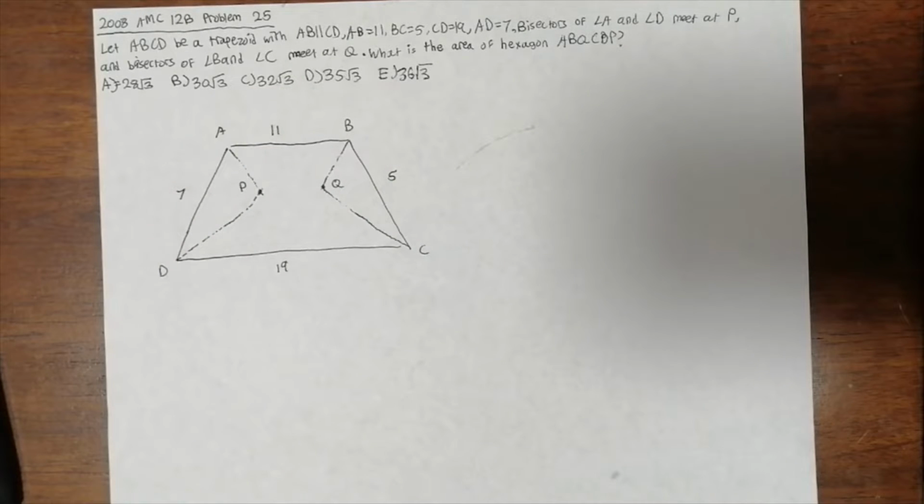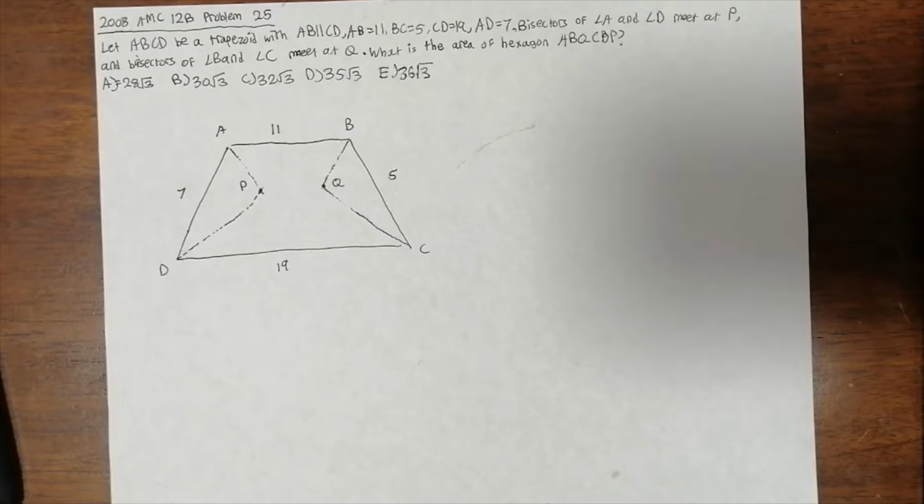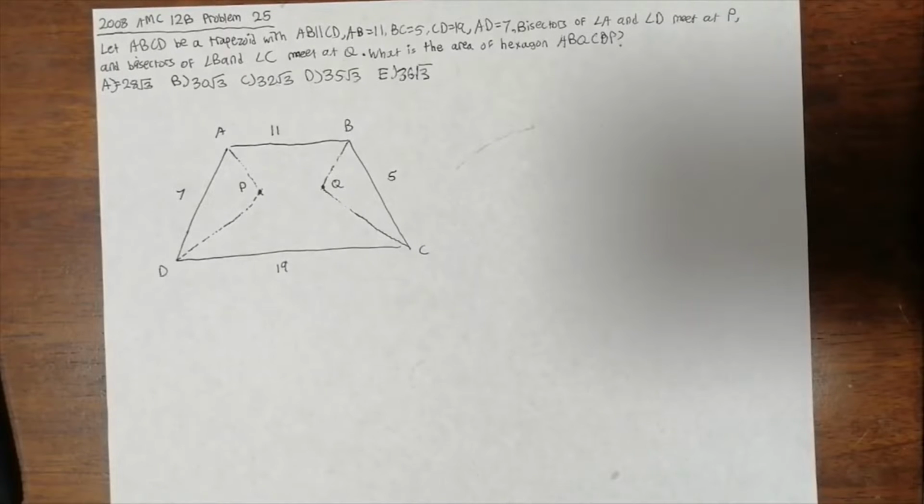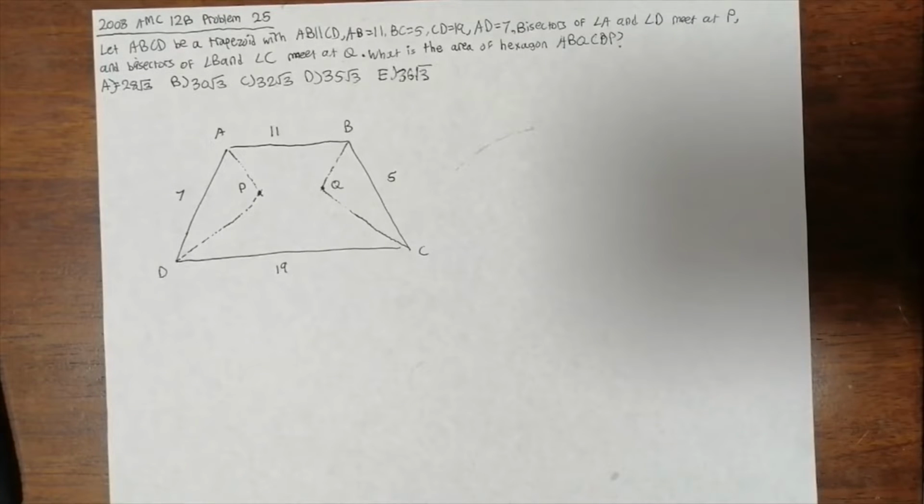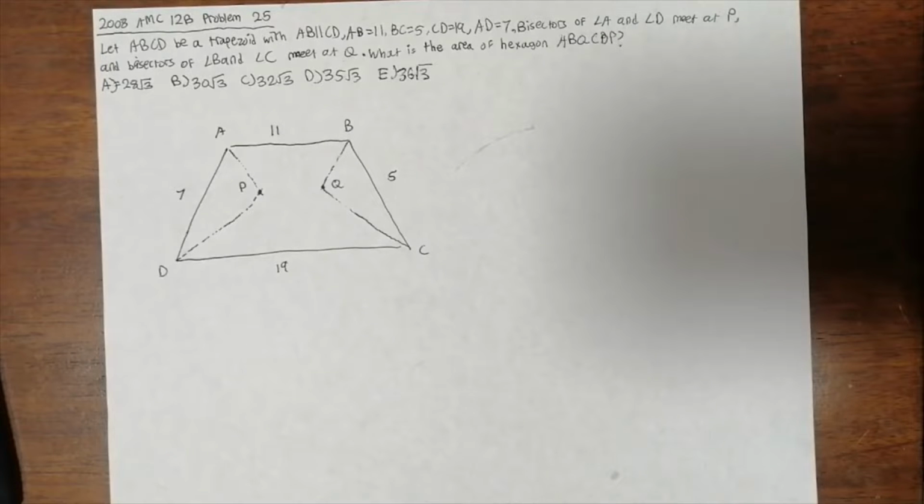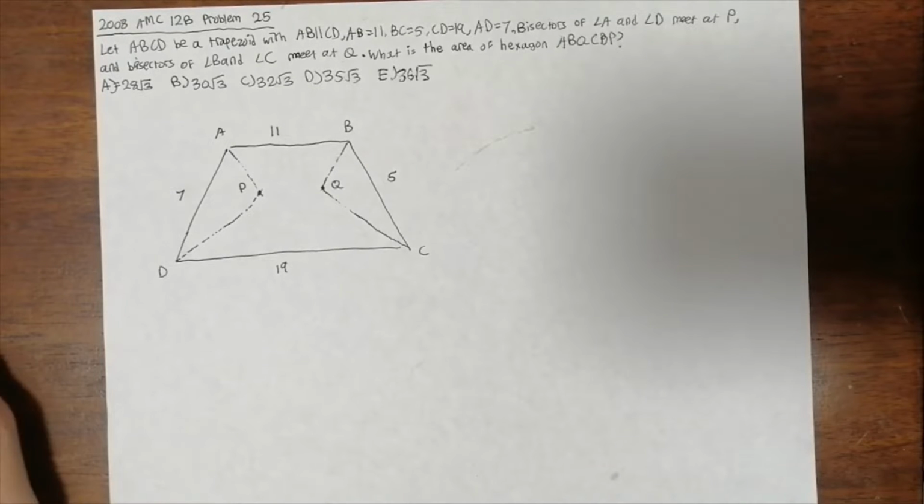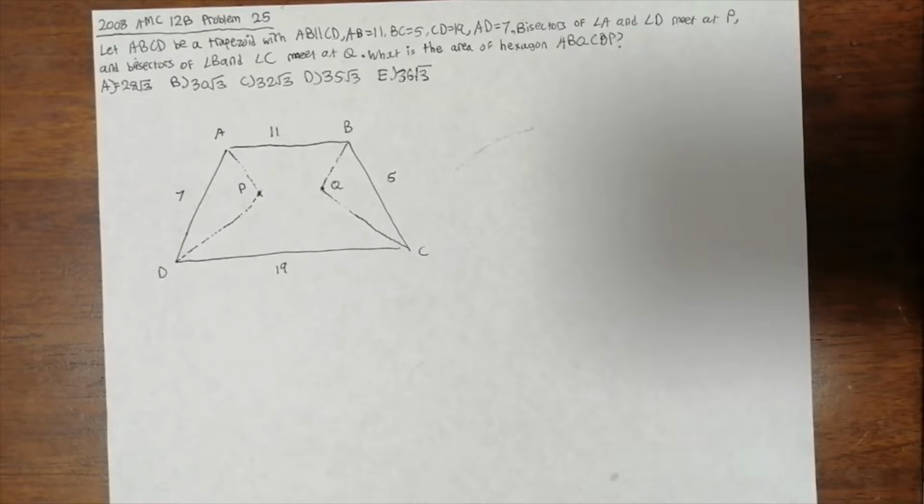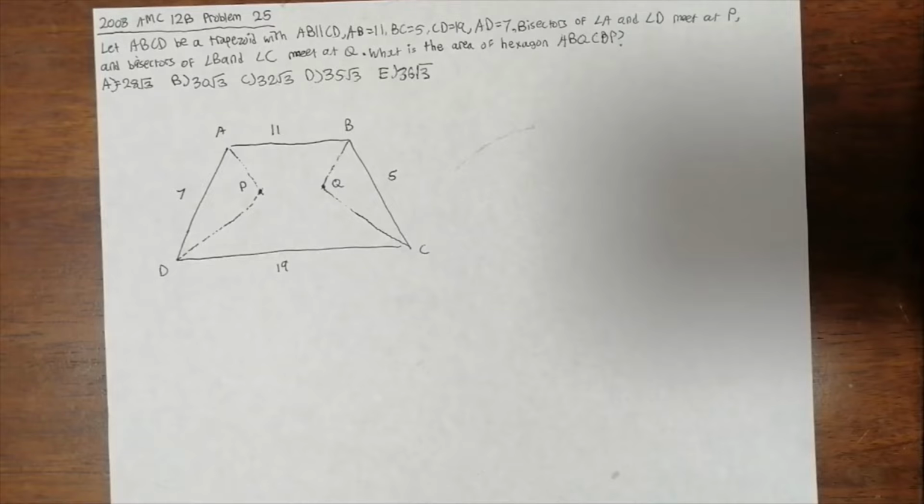Okay, so this is the 2008 AMC12B problem 25. Let ABCD be a trapezoid with AB parallel to CD, AB equals 11, BC equals 5, CD equals 19, and AD equals 7. Bisectors of angle A and angle D meet at P, and bisectors of B and C meet at Q. What is the area of hexagon ABQCDP?